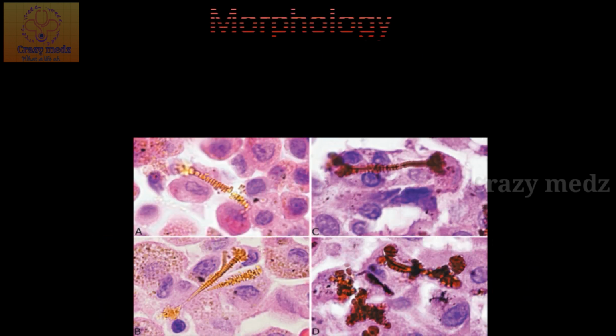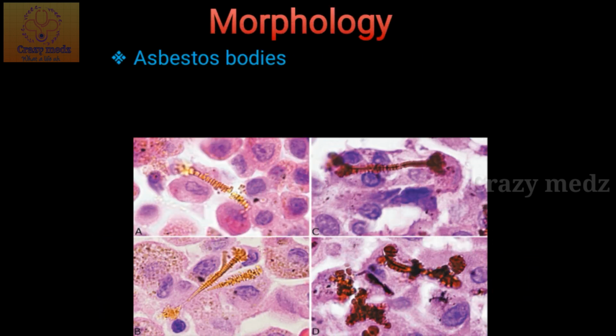The morphological features of asbestosis include asbestos bodies, as you can see in picture A and B. Asbestos bodies are golden brown fusiform or beaded rods which have a translucent center, and they consist of asbestos fibers which are coated with an iron-containing proteinaceous material. When inorganic particulates become coated with similar iron-protein complexes, they are known as ferruginous bodies, as you can see in picture C and D.